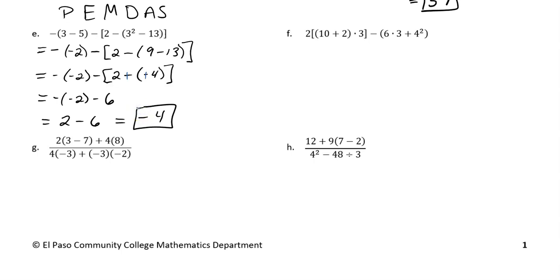So within more parentheses, within these square brackets, we still follow the same rules. Always parentheses, exponents, multiplication, division, addition, subtraction. Let's see some with a fraction. Let's look at part G.